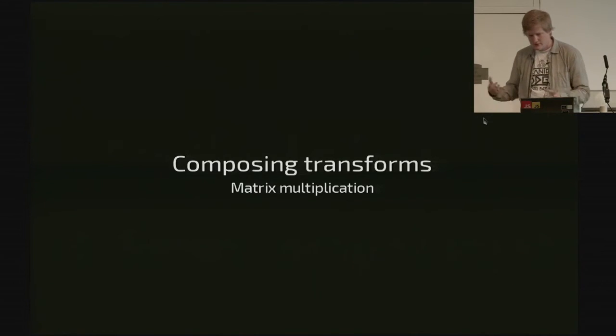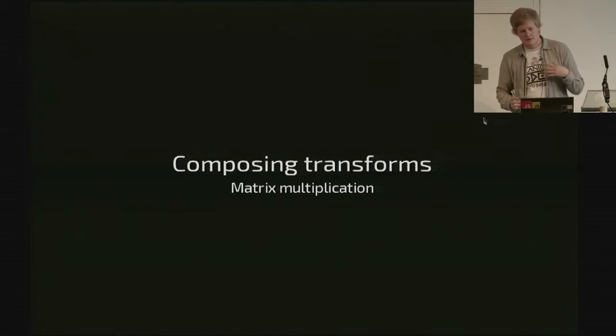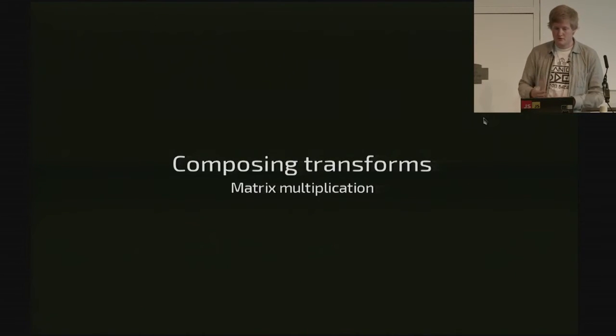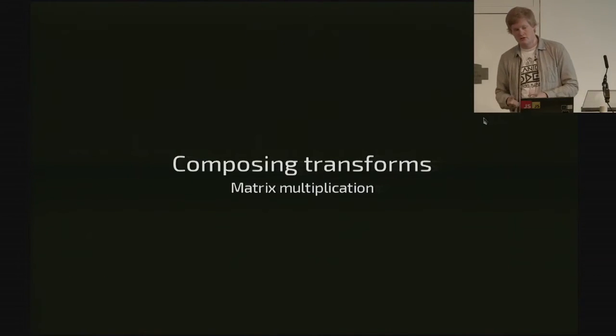But now we have seen how single transforms affect an object independently. But what if we want to apply more than one transform to an object? What is the outcome of the composition? And to answer this, we first have to take a look at some of the properties of matrix multiplication.